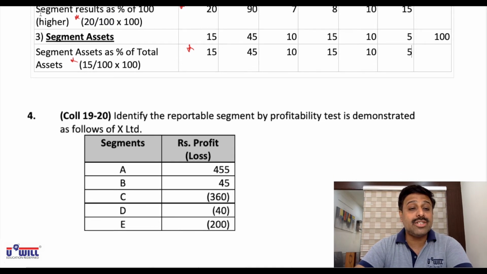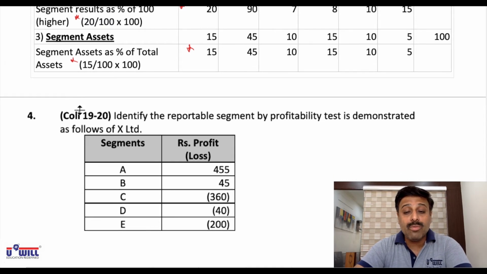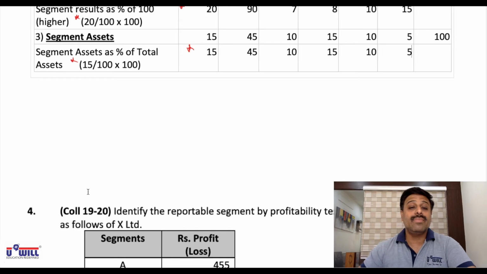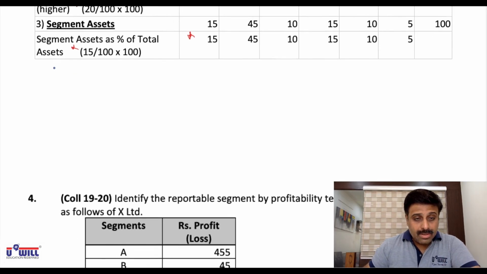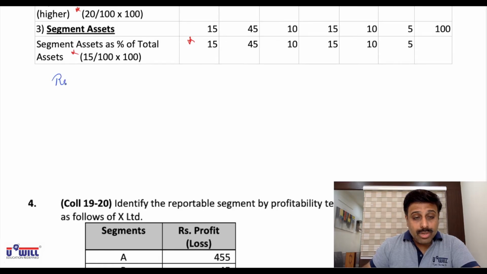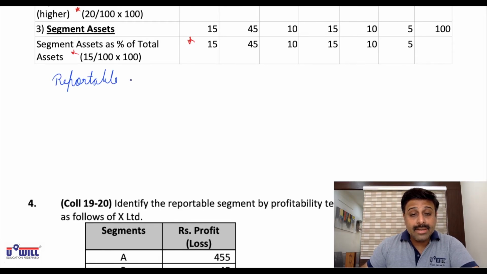So all these conditions are fulfilled over here. Now we have to make a summary. What summary is to be made? Understand this. Reportable segments. Below that, all of you write this heading. Reportable segments.